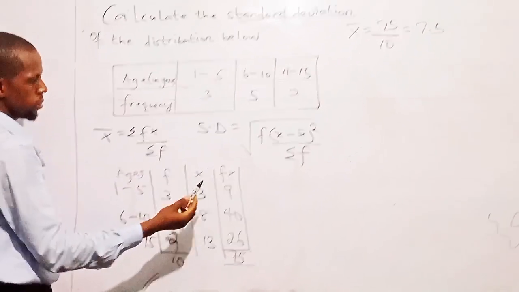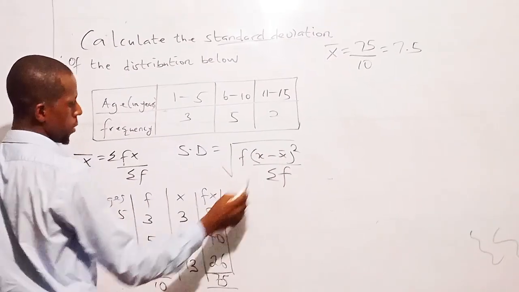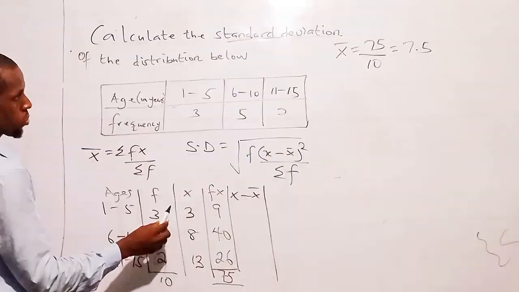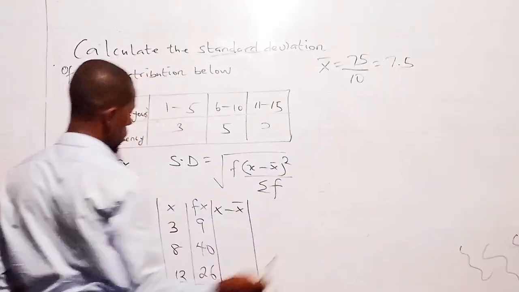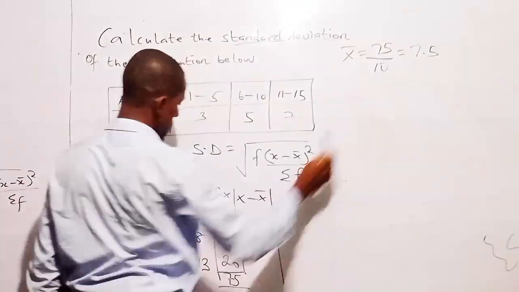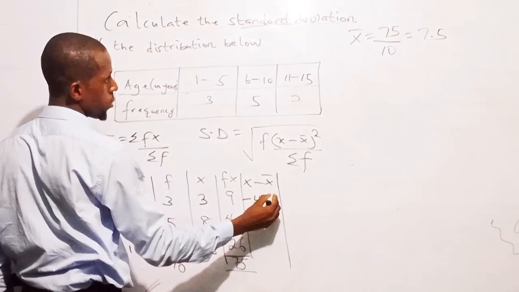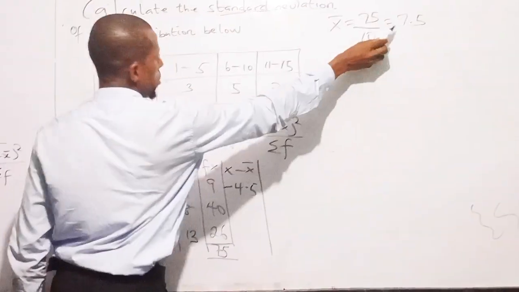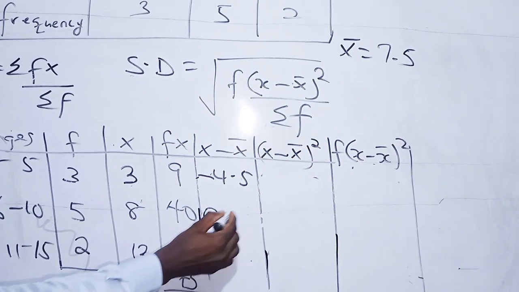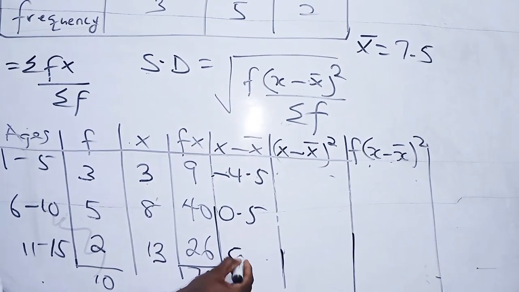So let me come to this place. I already have my f. Now I have to figure out x minus x bar, which is the next column. I subtract 7.5 from each x value. The first one is 3 minus 7.5, which gives minus 4.5. Then 8 minus 7.5 gives 0.5. And 13 minus 7.5 gives 5.5.